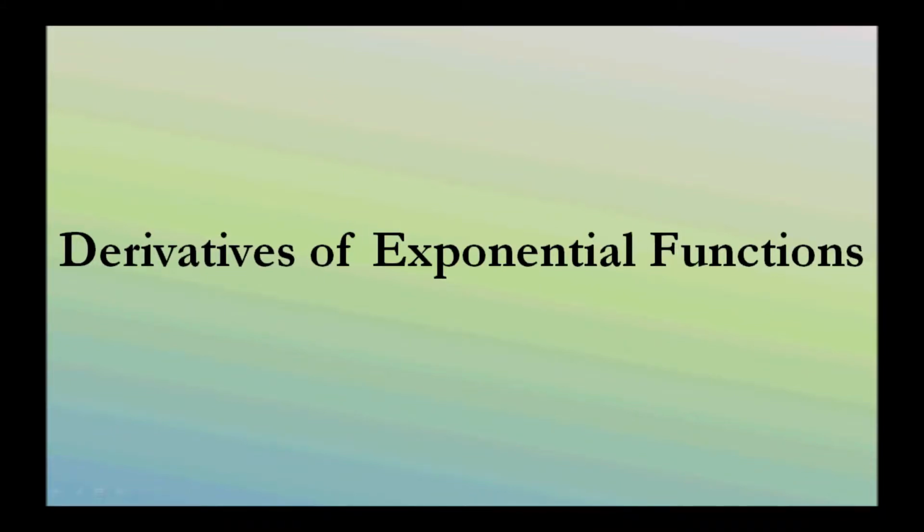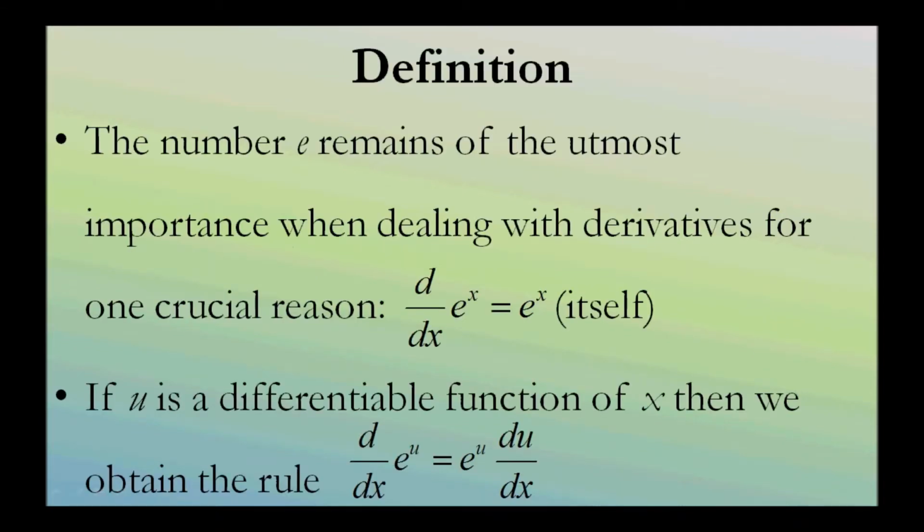Derivatives of exponential functions. The number e remains of the utmost importance when dealing with derivatives for one crucial reason. The derivative of e to the x is e to the x itself. If u is a differentiable function of x, then we obtain the rule: the derivative of e to the u is equal to e to the u times du dx.